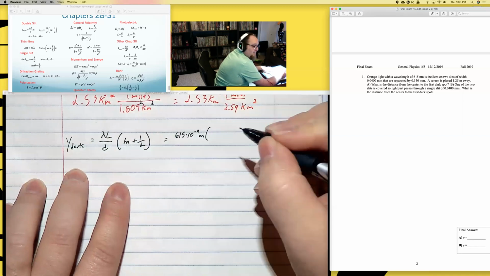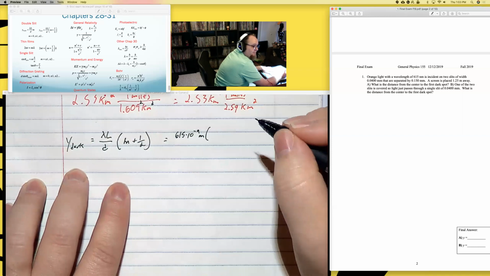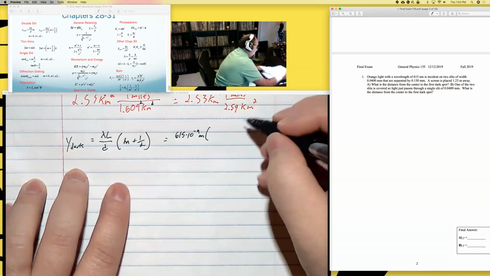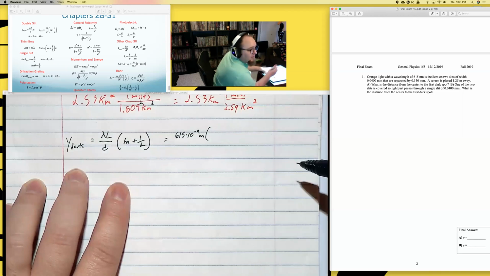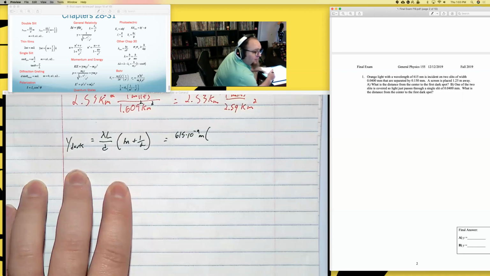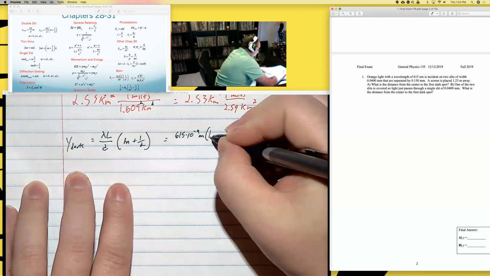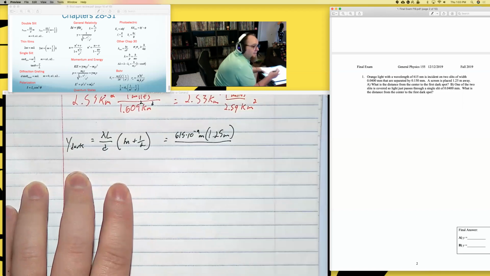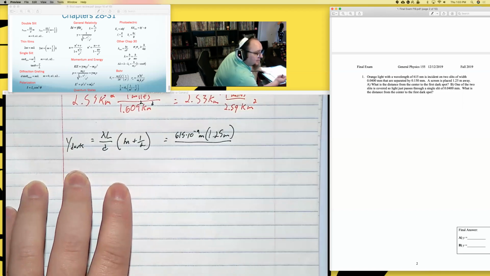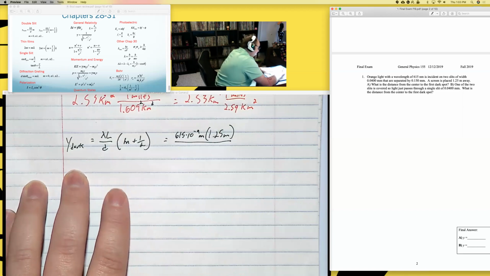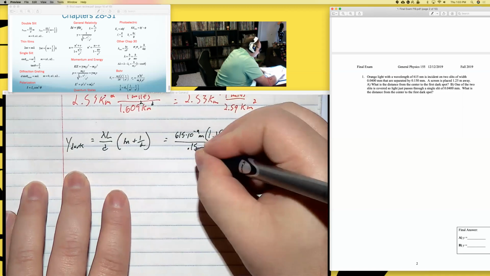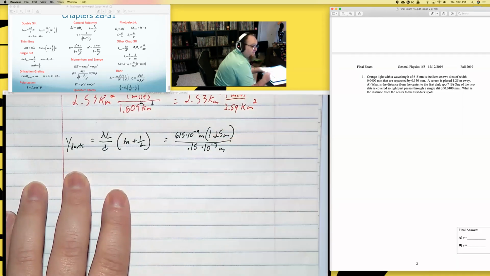L is the distance from the slits to the screen. It's how far away it is. A screen is placed 1.25 meters away. That's L. D is the distance between slits. Now, I gave the width of each slit, 0.04 millimeters, but that doesn't matter. D is the distance between them. They're separated by 0.15 millimeters. That means 0.15 millimeters is d.